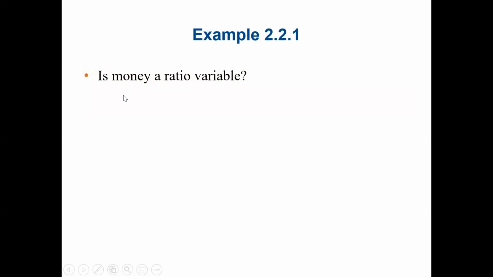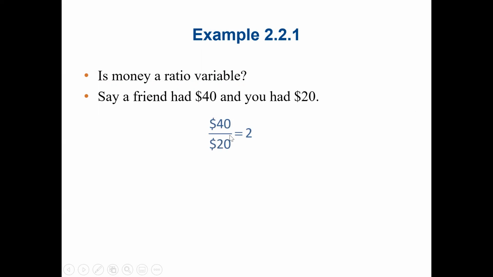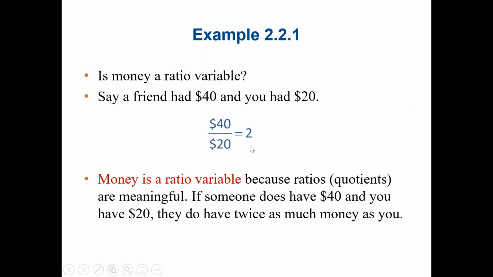So we have an example here. Is money a ratio variable? Yes, the answer is yes. Say a friend had $40 and you had $20. 40 divided by 20 gives me 2. Again, this makes sense, so it's a ratio. Money is a ratio variable because ratios or quotients are meaningful. If someone has $40 and you have $20, it means they have twice as much money as you have.